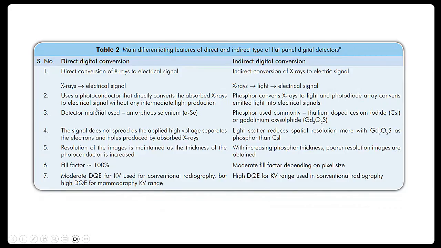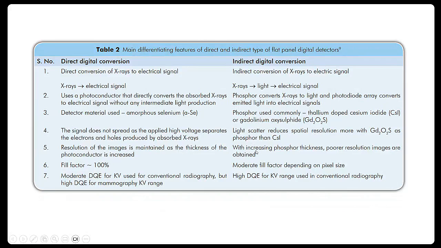In direct to digital conversion, the signal does not spread, and in indirect conversion, the signal will spread. That is, the light scatter reduces the spatial resolution more with gadolinium oxysulfide as phosphor than cesium iodide. Then the resolution of images is maintained as the thickness of the photoconductor is increased. So if we increase the thickness of the photoconductor, the resolution is maintained.